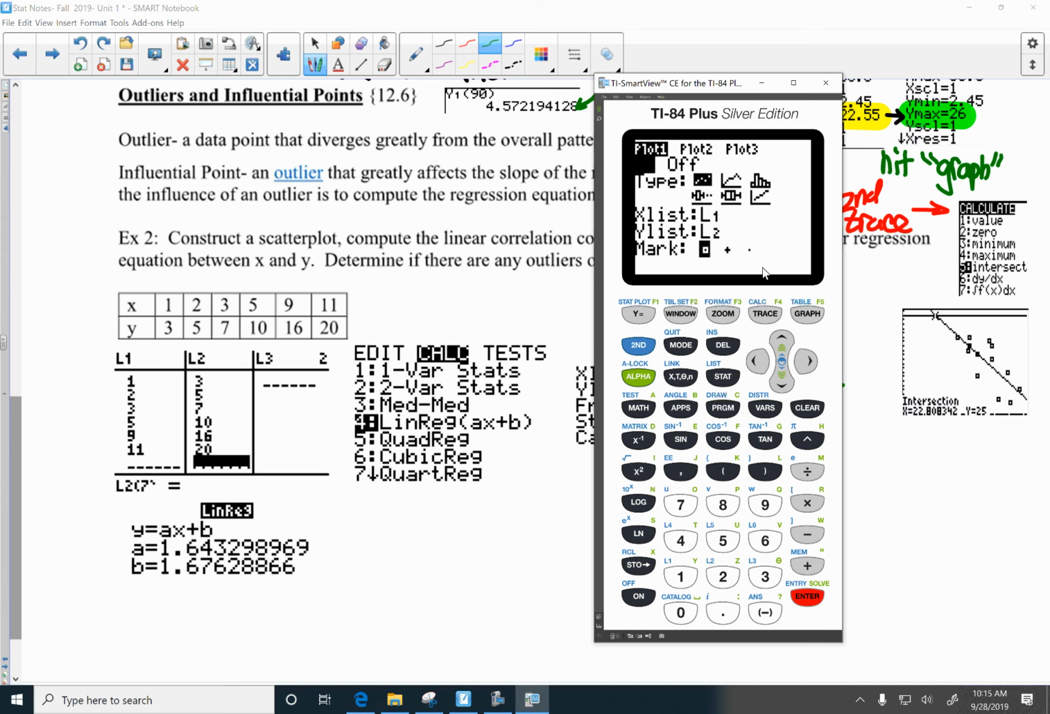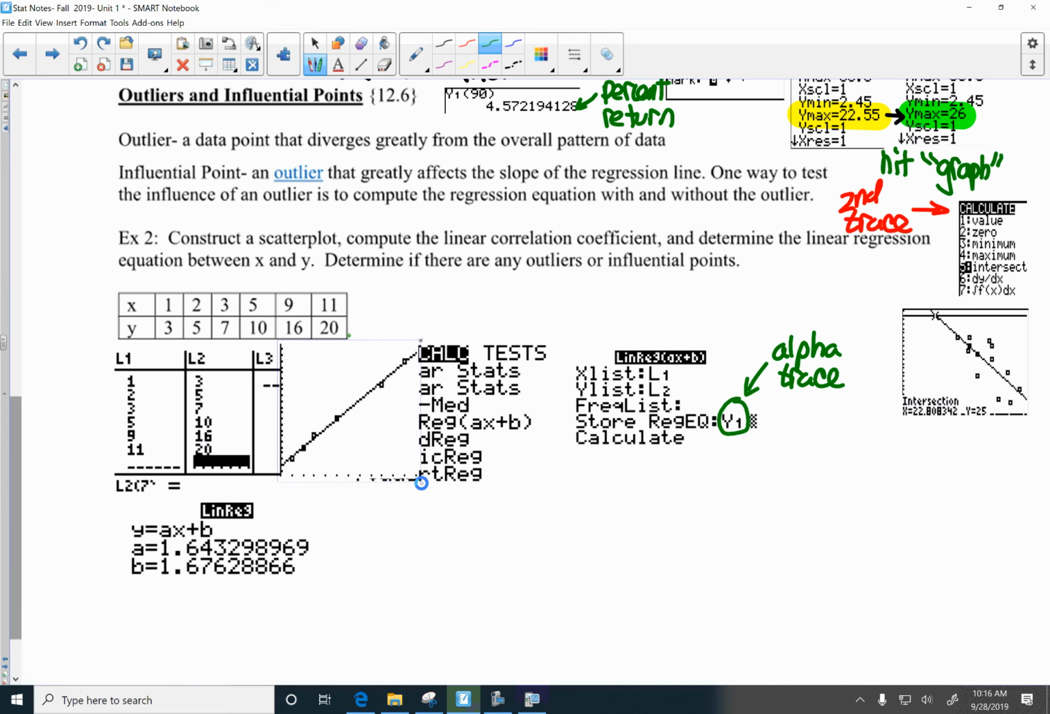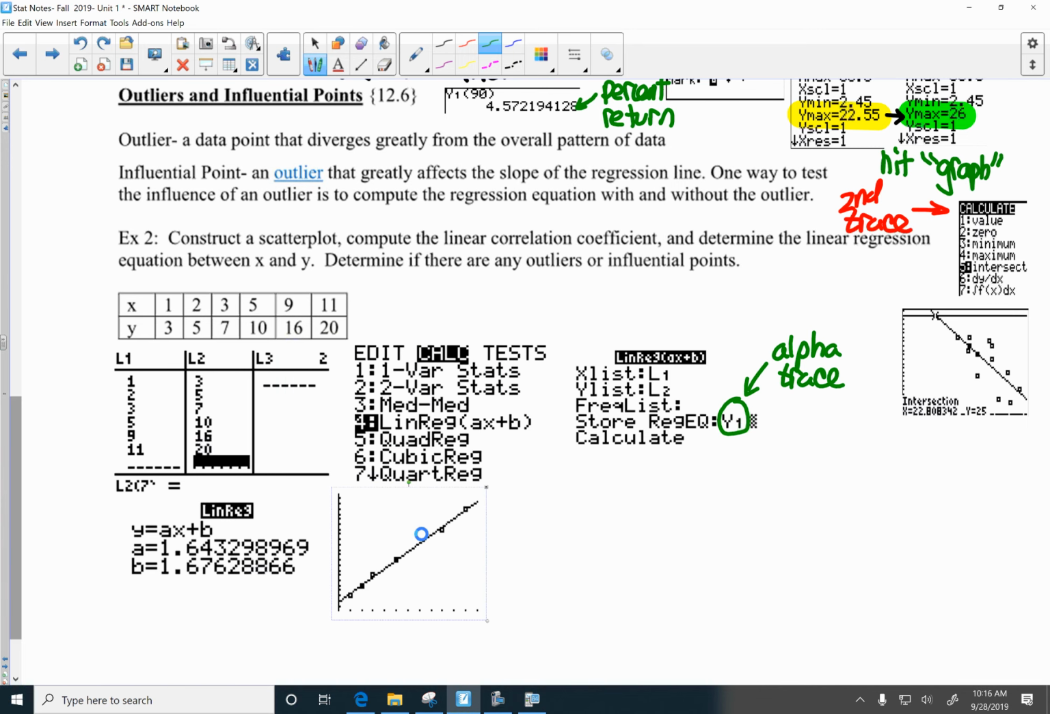So by all means, right? Settings are exactly the way we want them. The last problem we did was a scatter plot. So is this one. So we're good to go. L1, L2, same. So zoom 9. Look at that. That's a good looking graph right there. Just hit zoom again and then 9 again. It'll overwrite the previous problem.